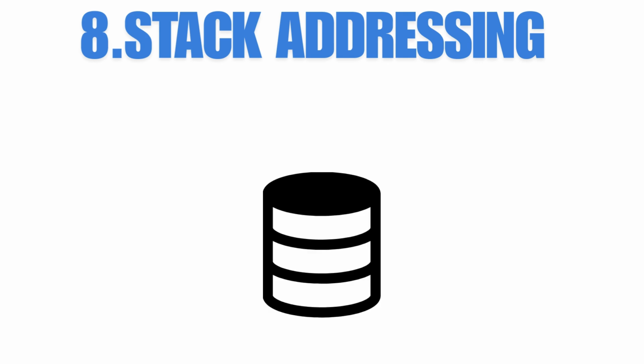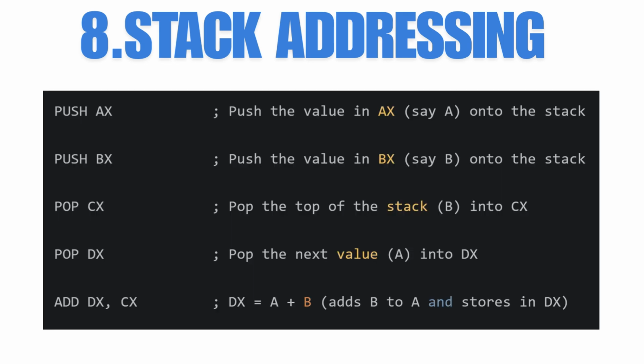A push instruction adds or pushes an operand onto the top of the stack, and the stack pointer is updated accordingly. It decrements in most architectures since stacks typically grow downward in memory. A pop instruction removes or pops the operand from the top of the stack, and the stack pointer is adjusted to reflect this change. In this example, push AX pushes the value in the AX register onto the stack.